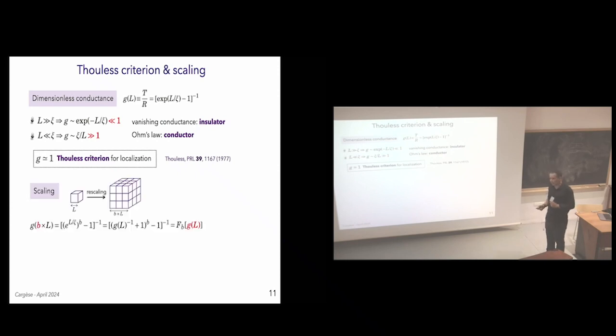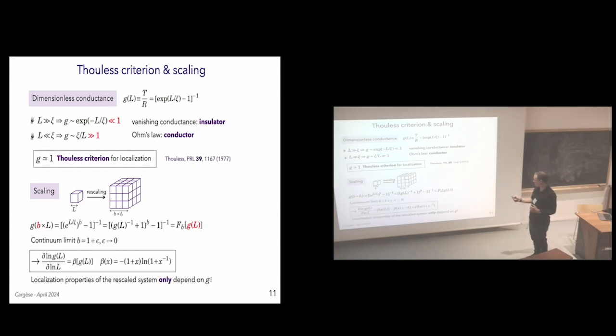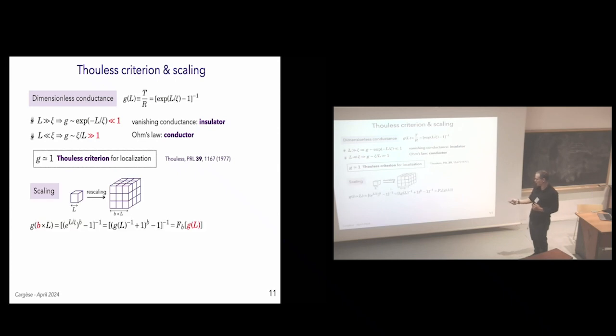A second interesting property of the dimensionless conductance here is the scaling with the system size. So let me show you this. Suppose you have a disordered system and you decide to scale it up, namely, you increase the size by a certain dilation factor B to have a bigger system. Then from this formula, which is exact in 1D, you can easily see that the conductance of the rescaled system can be uniquely expressed in terms of the conductance of the initial system.